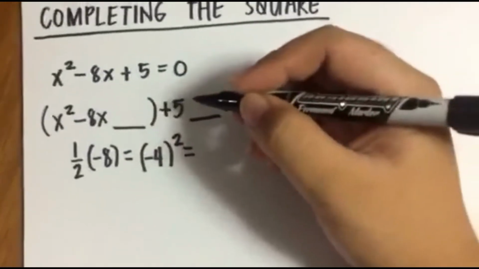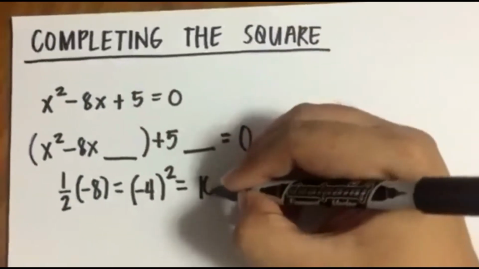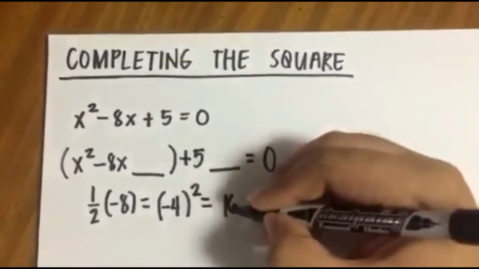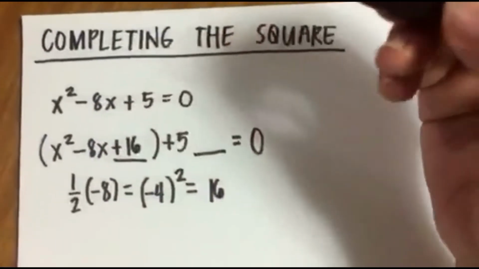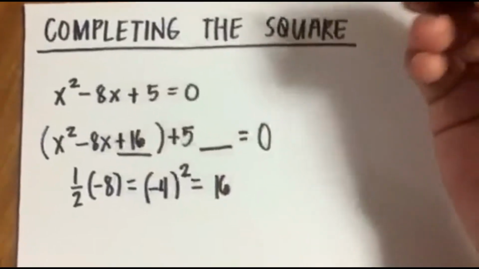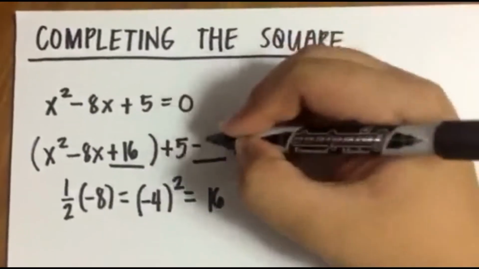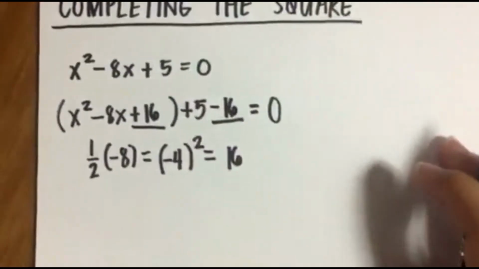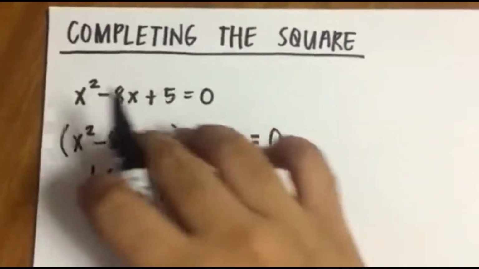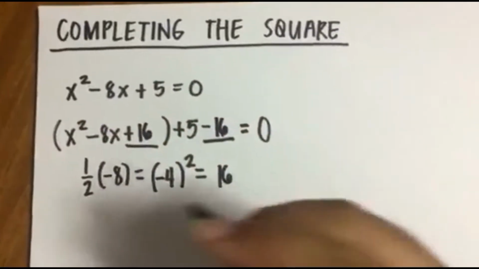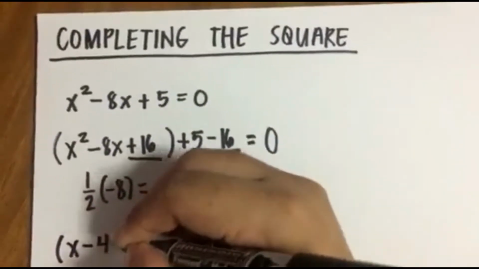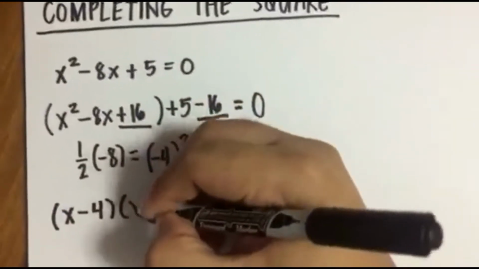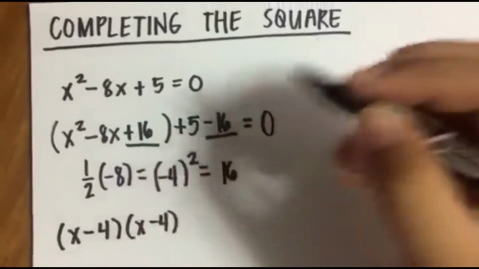Negative 4 squared will give you positive 16. Copy positive 16 inside the parenthesis, and to cancel it out, we're going to have to subtract it on the outside. So negative 16. Notice that the one inside the parenthesis can actually be factored out, and that would give you x minus 4 and x minus 4.